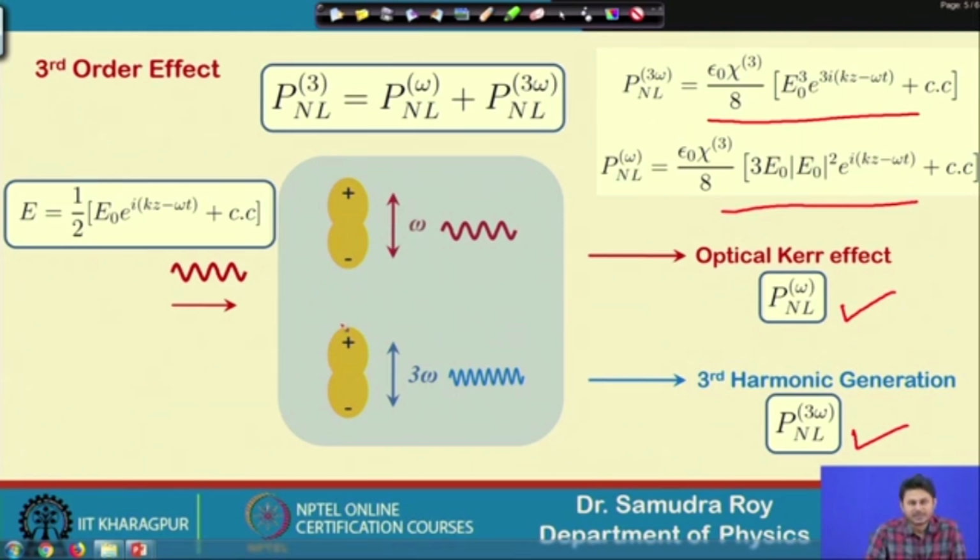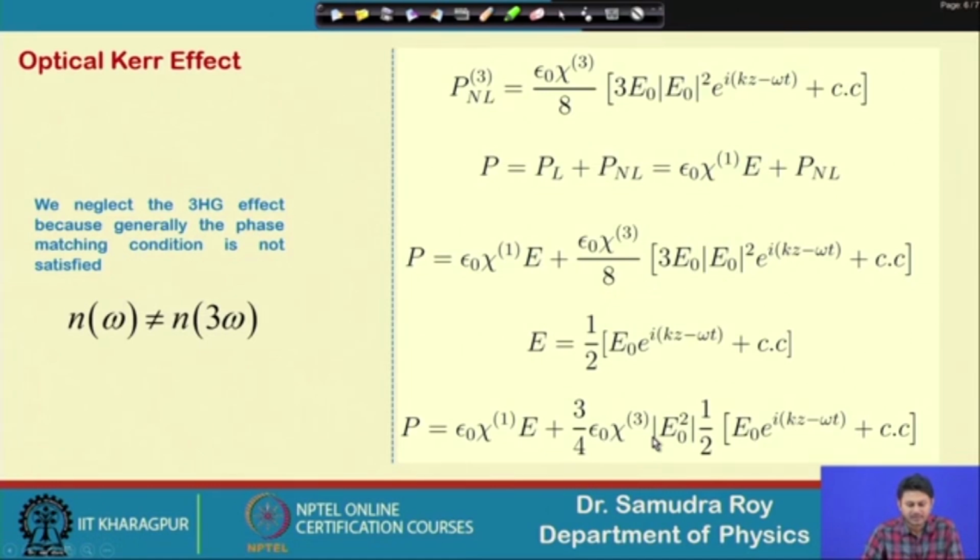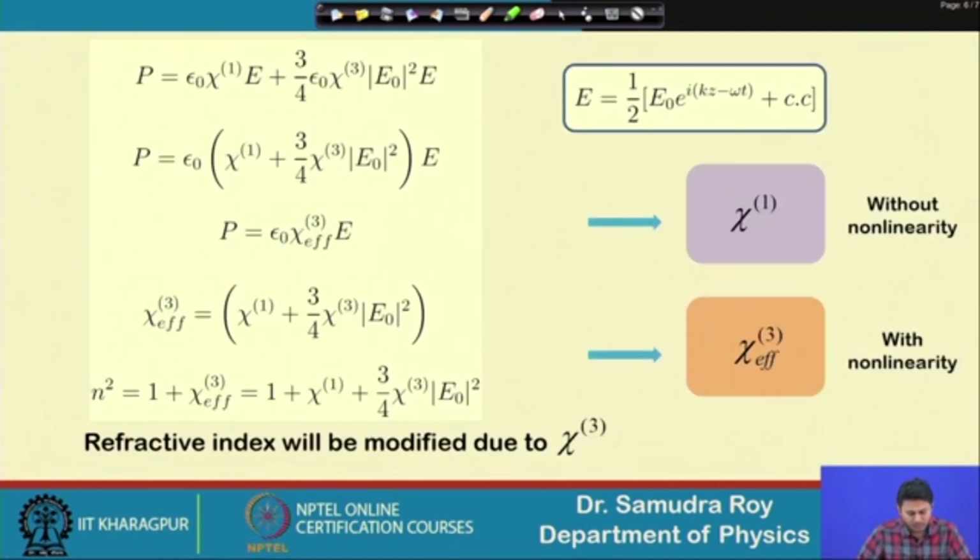leads to a vibration of dipole at 3 omega, and because of that we will have an electric field of 3 omega. These things we have already discussed in the previous class. So, today we will see a few more things.